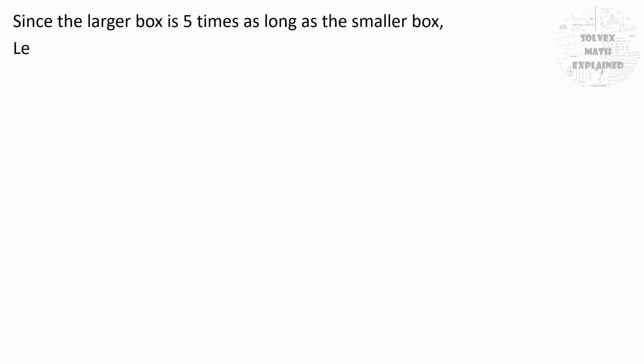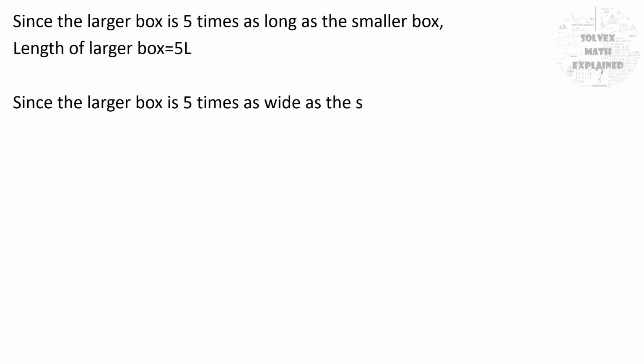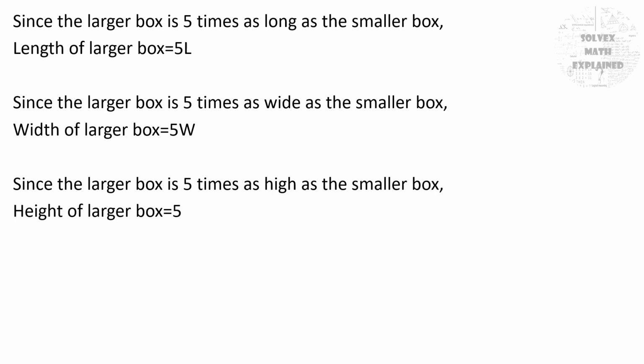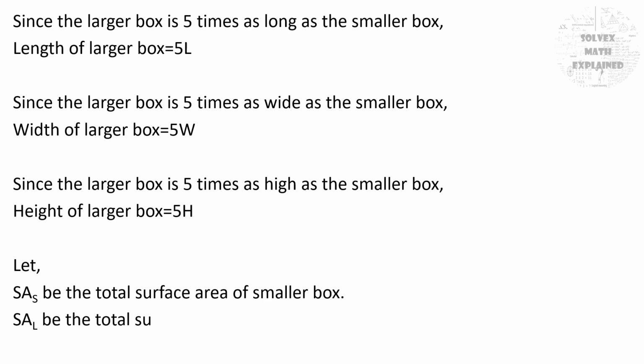Since the larger box is 5 times as long as the smaller box, the length of the larger box can be written as 5L. Since the larger box is 5 times as wide as the smaller box, the width of the larger box can be written as 5W. Since the larger box is 5 times as high as the smaller box, the height of the larger box can be written as 5H. Let SAS be the total surface area of the smaller box and SAL be the total surface area of the larger box.